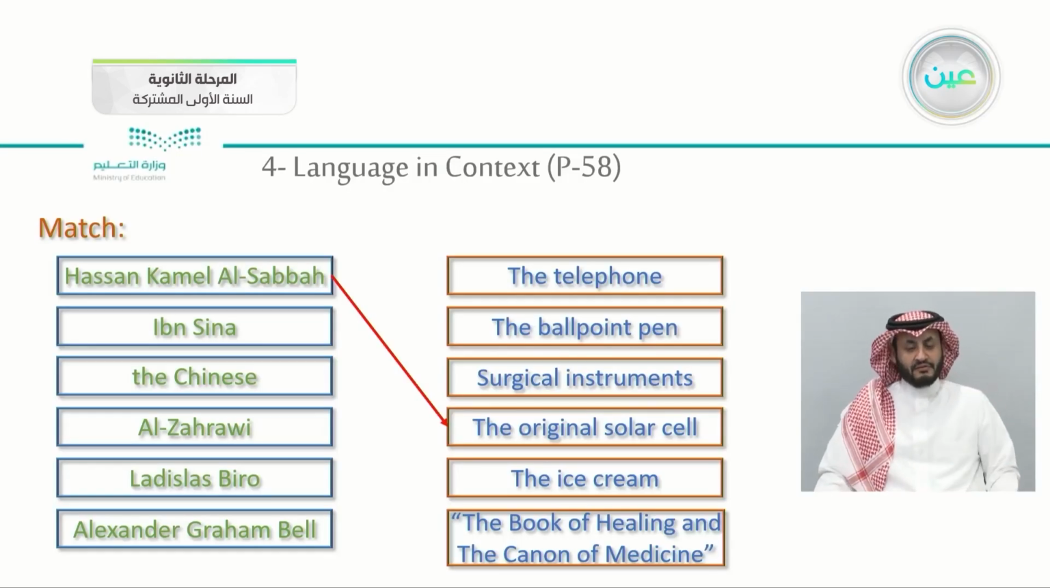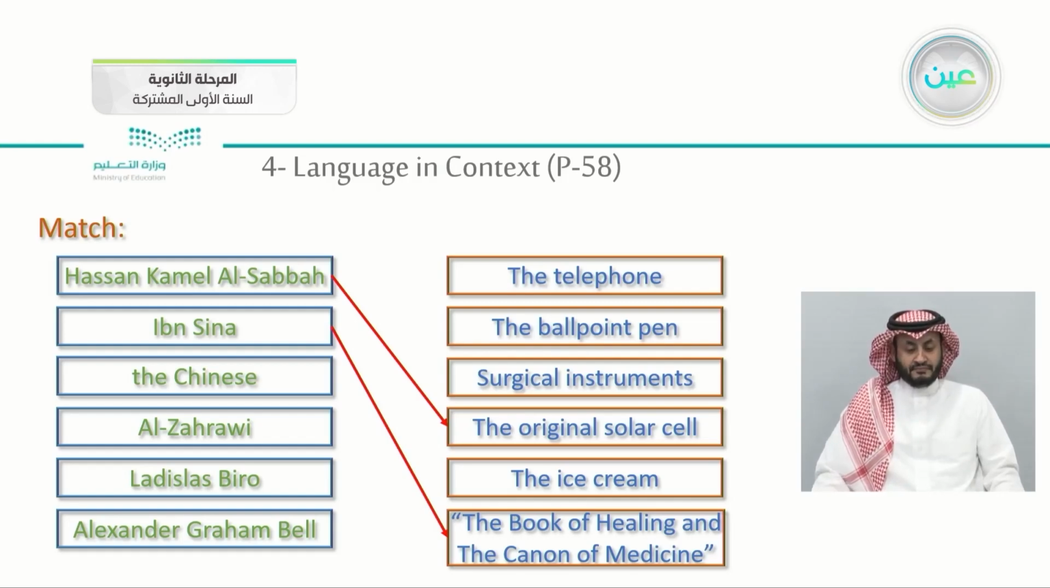The original solar cell is a kind of cell that uses solar power to produce energy, maybe light, charging your phone, or anything else. How about Ibn Sina? I guess you are all familiar with Ibn Sina. He is a Muslim, and he authored the Book of Healing and the Canon of Medicine. So he was a doctor, a physician, and he wrote that book. He was the author of that book.